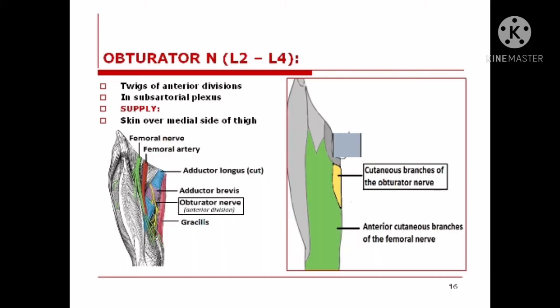The obturator nerve arises from L2, L3 and L4 segments. In its course downward, it passes through the obturator canal, and after leaving the obturator canal, it divides into anterior and posterior divisions. The anterior division passes through the subsartorial plexus and supplies the medial side of the thigh, and this has been shown by a yellow strip on the right sided diagram.